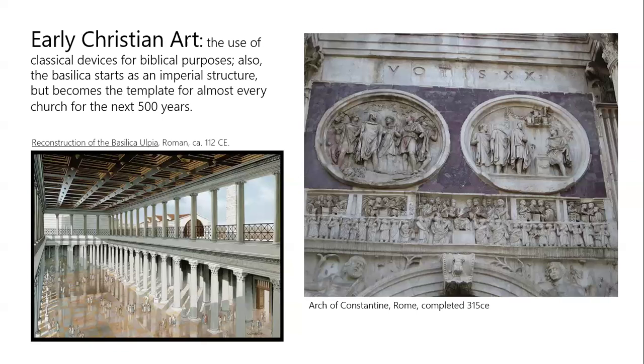So this is again getting at my point that these were trends that were happening in Roman art even before Christianity became even an accepted religion, let alone the official religion of the empire. The other thing that we're looking at here is an image of a recreation of what the Basilica of Oppia would have looked like. And the reason why I want you to see this is because this is not a Christian building by any means.